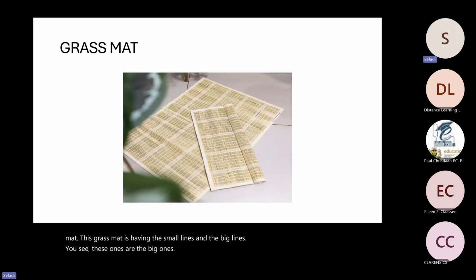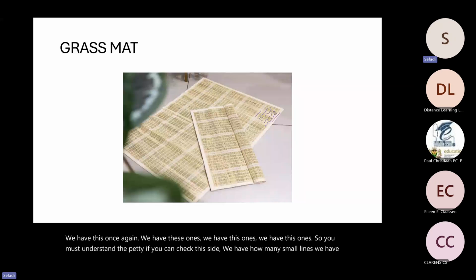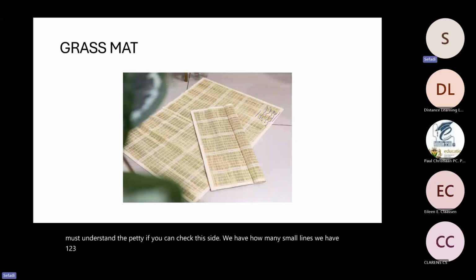But here in the middle we have these ones. We have these ones again. We have these ones. So you must understand the pattern. If you check this side, we have how many small lines? We have 1, 2, 3, 4. But if you go on, we don't count this one because this one is just separating.